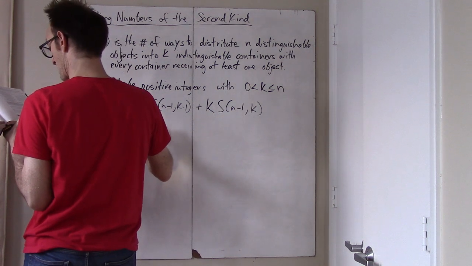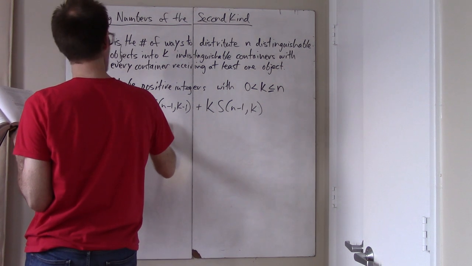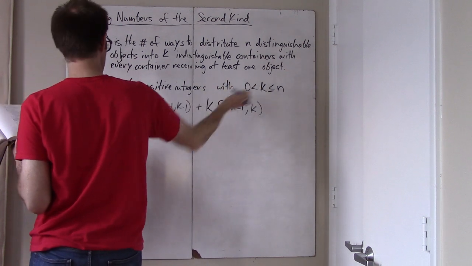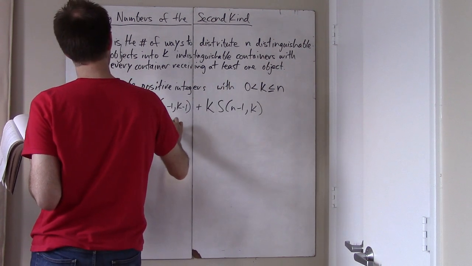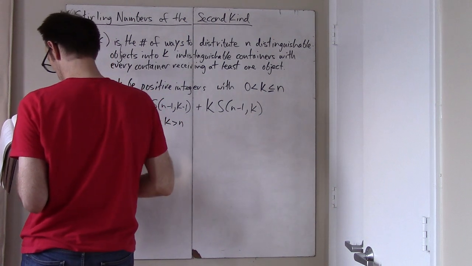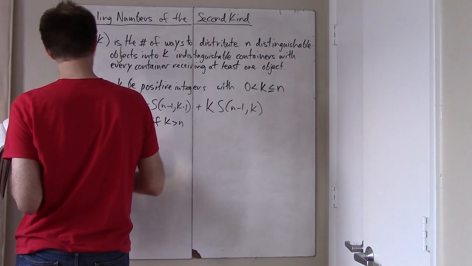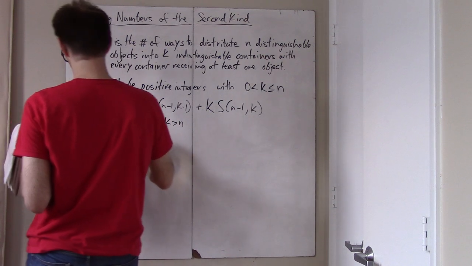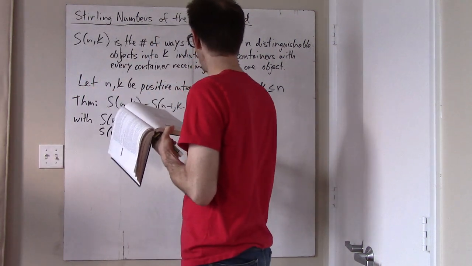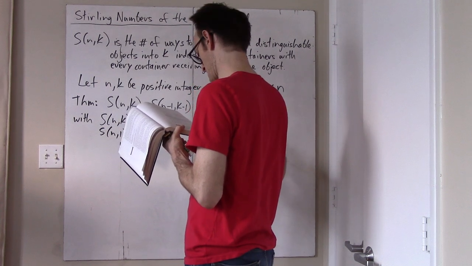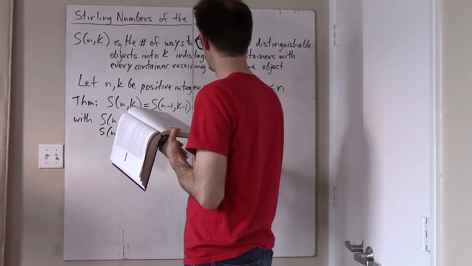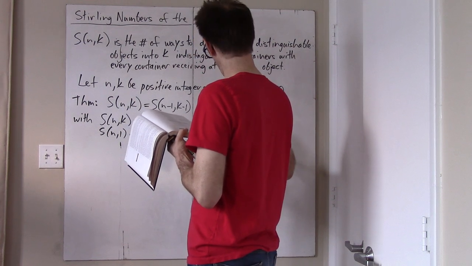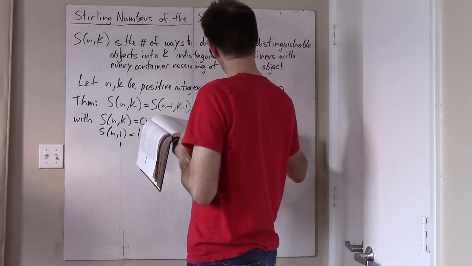S(n,k) is 0 if k is greater than n. Well, it's kind of stupid because they said that that can't be. If k is greater than n, but all right, that's what Gossett says. And S(n,1) is 1, he says. And additionally, S(n,n) is 1, and S(n,0) is 0 for n greater than 0.